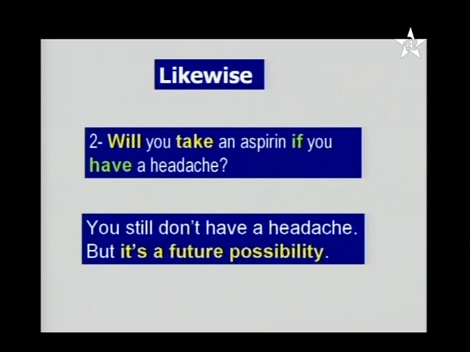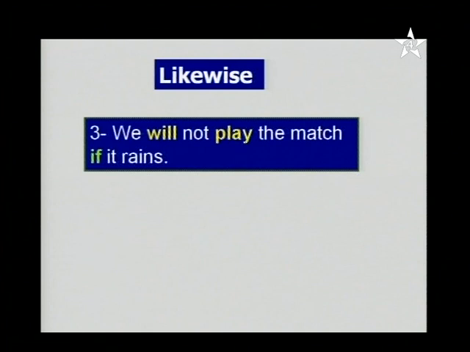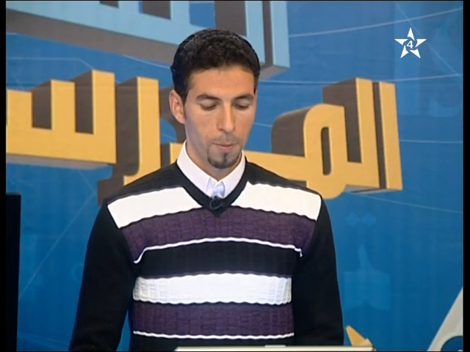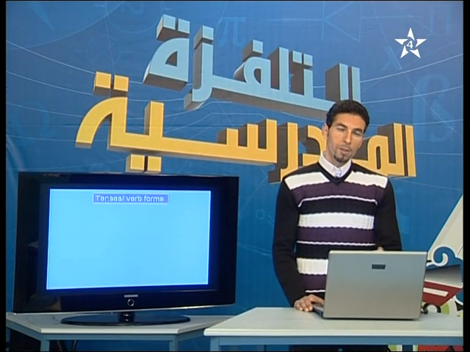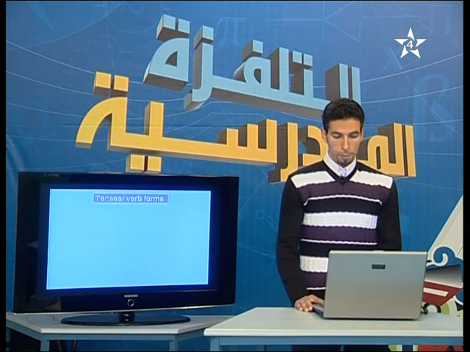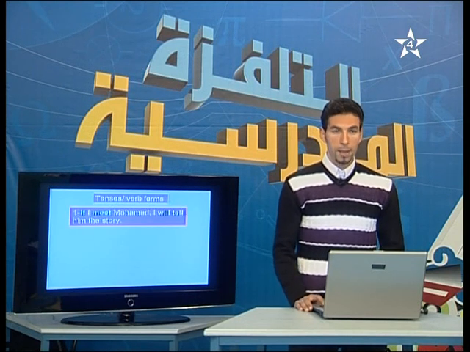Okay? Likewise, as in the third example, we will not play the match if it rains. That's a condition or a possibility. Okay? Now it's not raining, but it may rain at any time. Right? That's an assumption. Now let's just look at the structure or tenses or verb forms of conditional type 1.